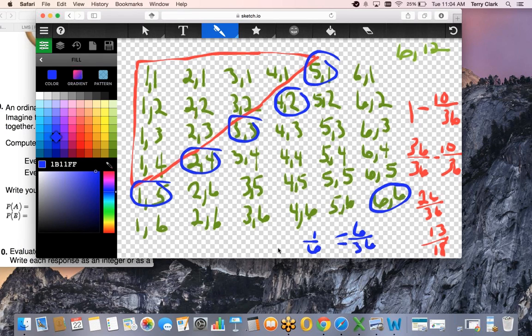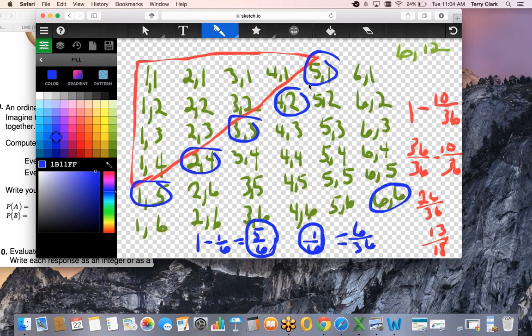So in the end, I can say I've got 1 minus 1/6, which equals 5/6. So the ones that are divisible by 6 is 1/6, and the ones that are not divisible by 6 is 5 out of 6. Okay, so that's the way we do it.